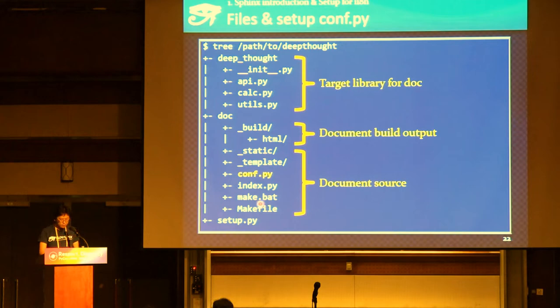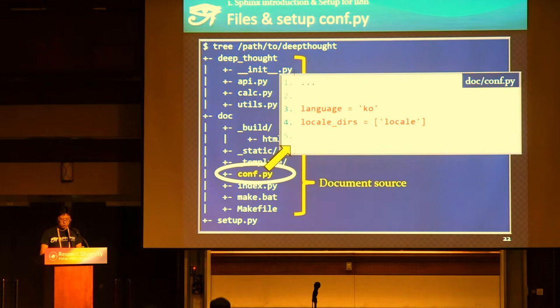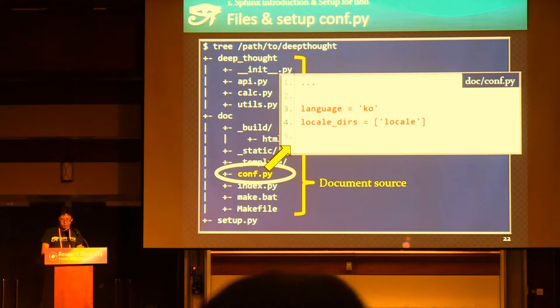And this is a conf.py file in the doc directory. You should add these two lines to the conf.py. Set a language code you want to use for output doc, and set a directory relative path from conf.py location. The locale directory will have translated catalog files. Now setup is over.